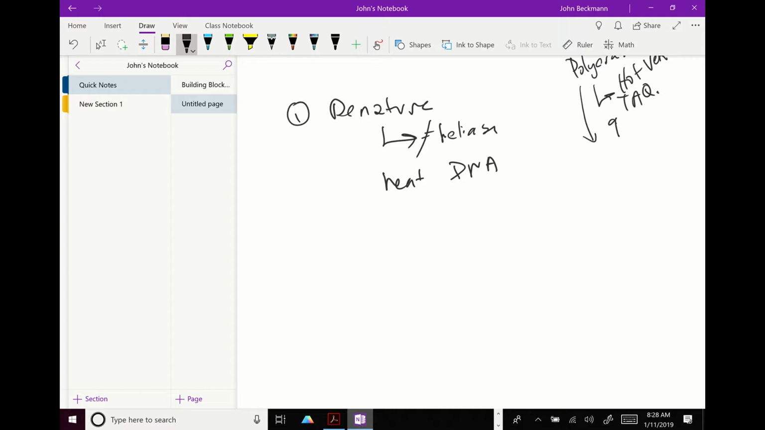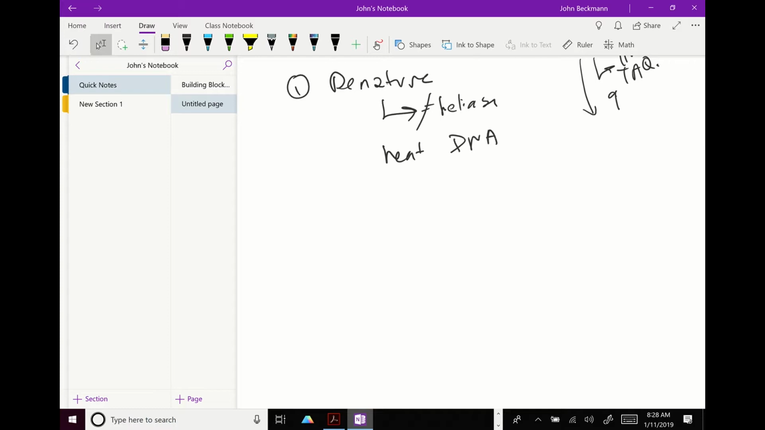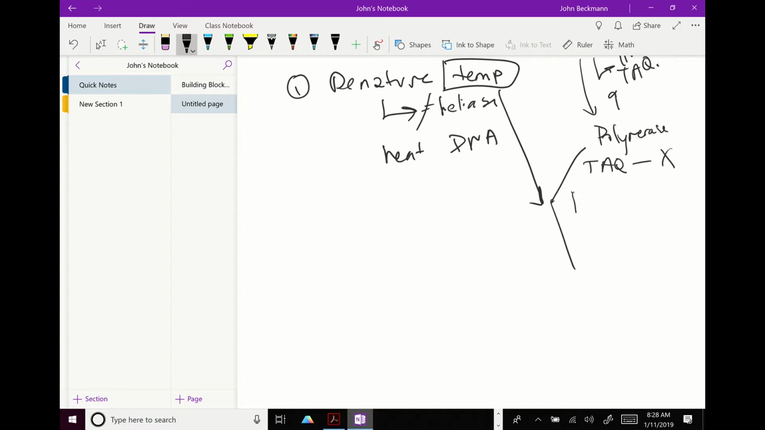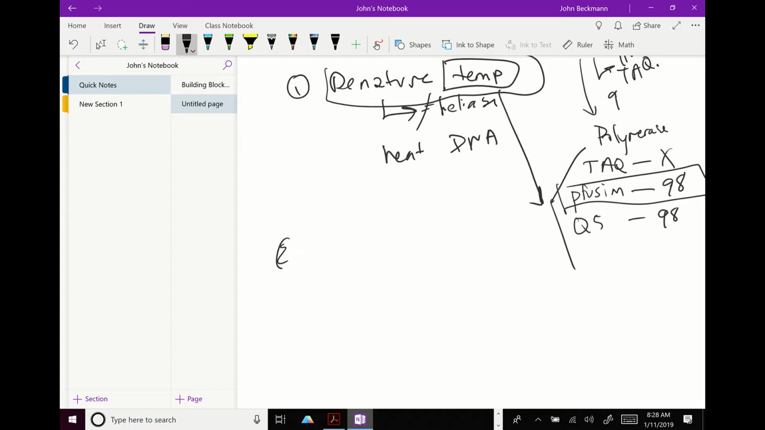So here's where some variables start to come in, okay? You guys will be determining the temp of your denature, and the temp of your denature is regulated by which polymerase you use. If you're using Taq, it likes some temperature X. If you use Fusion, that likes 98. If you use Q5, I think that uses 98. So this is the one I use. Depending on what enzyme you use in your reactions, you need to adjust the denaturing temperature. Okay.